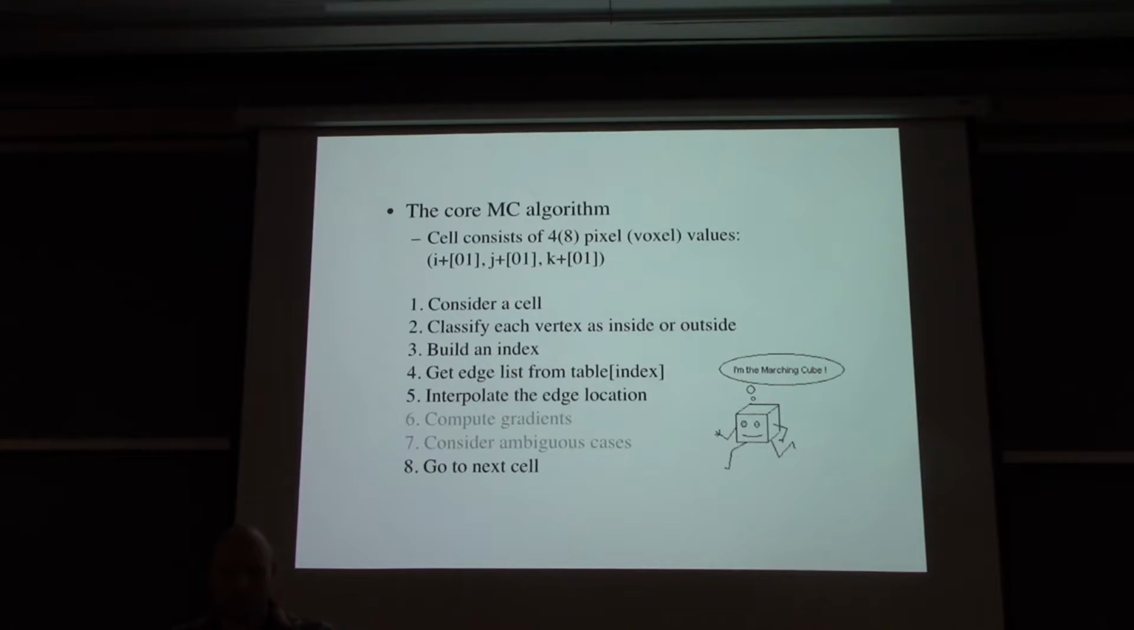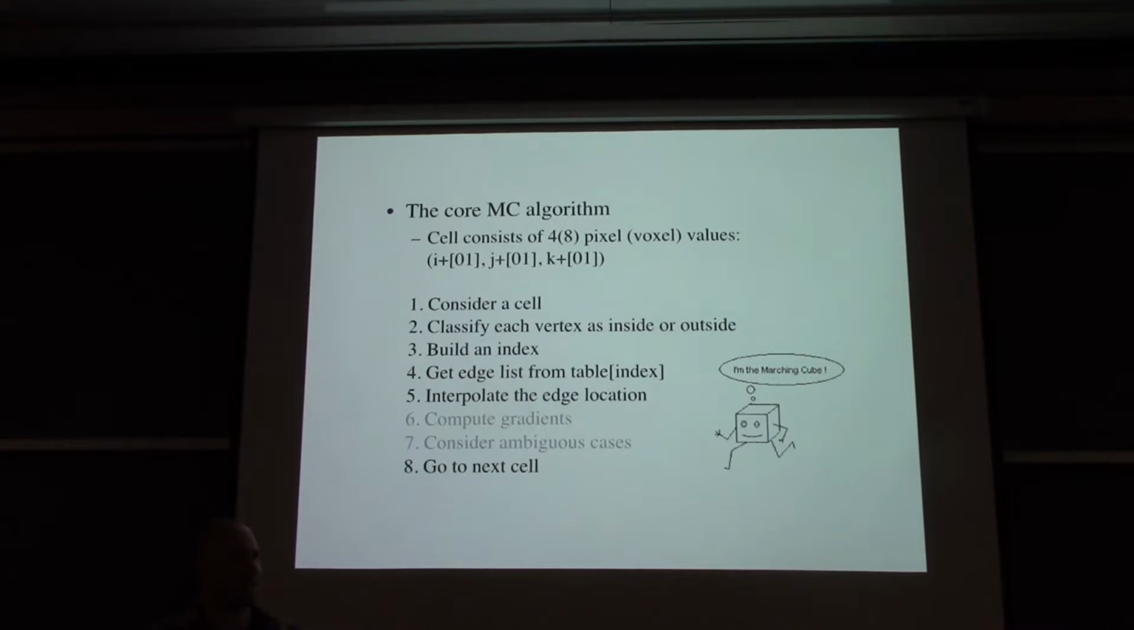So the basic idea of marching cubes is to consider the cell, classify each vertex as inside or out, then build an index, so sort of a hash that goes from your cell to where you put the surface. Get an edge list from this table, then interpolate the edges, again very similar to what we're doing for marching squares. And then because you have a surface, and you want to shade it like a surface, you care about the gradient, about the normal of the surface at some arbitrary point, or at least at the vertices. So you have some way of computing the gradient of the cell at each vertex.